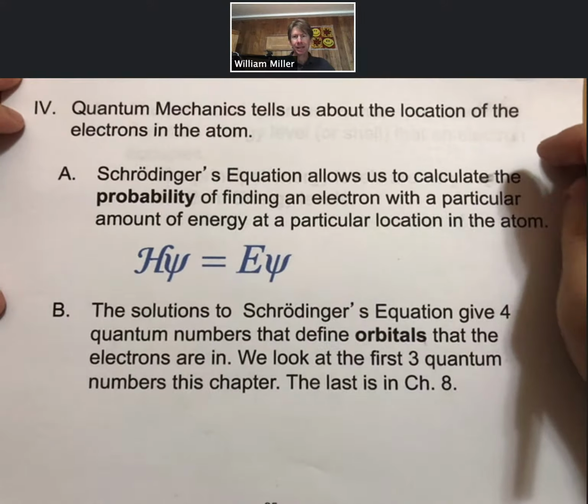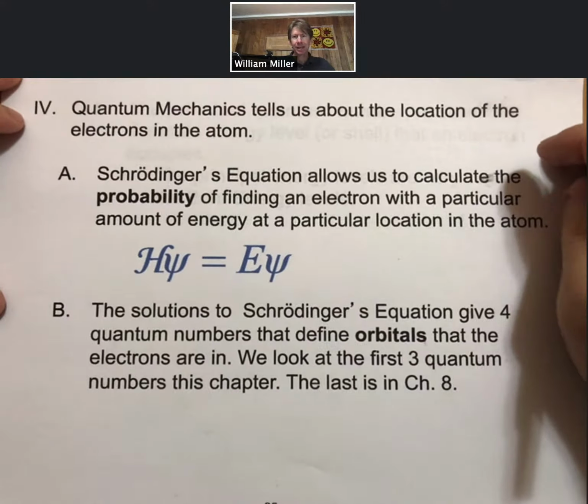of background. Schrodinger's equation, which is this equation that I'm showing here, allows us to calculate the probability of finding an electron with a particular amount of energy at a particular location in the atom. And the solutions to the Schrodinger equation are called psi. And the psi symbol is here, and psi is called the electron probability wave function. And a couple things we will know about psi, and that's all.